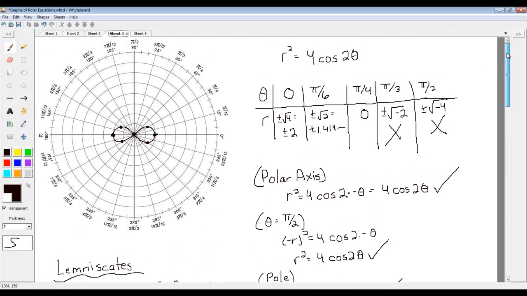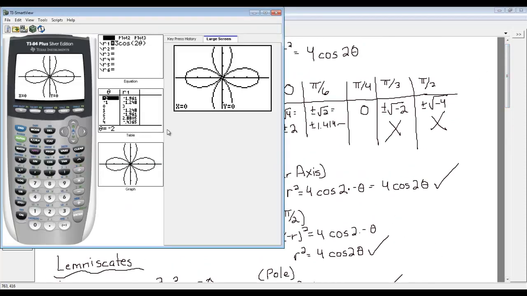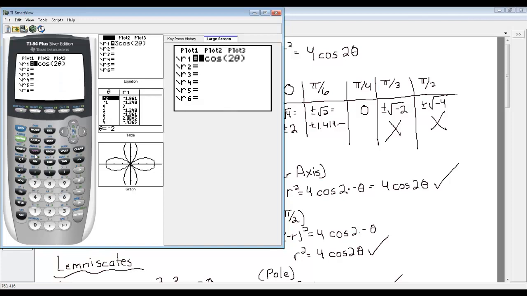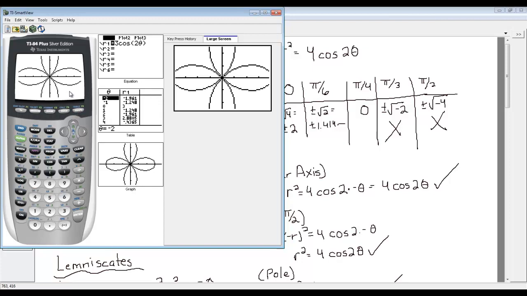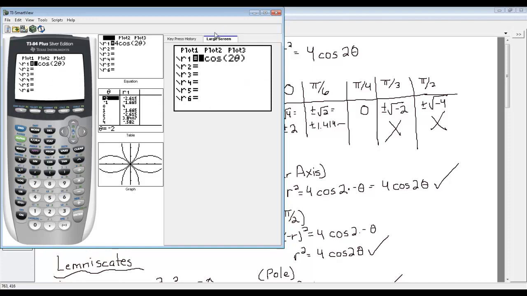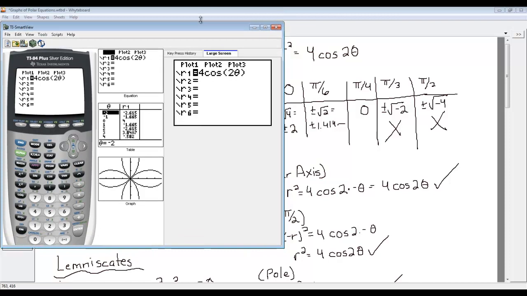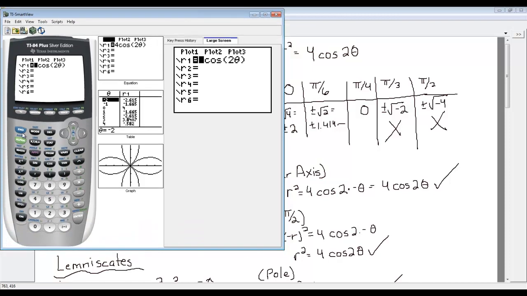You can put it in your calculator too if you want. If you don't believe me, check it out. 4 cosine 2 theta. Graph. Oops. Sorry, didn't finish it. That's for r squared, but we're trying to do r. So we have to do plus or minus the square root. So let's insert square root, and then at the end, close the parentheses.